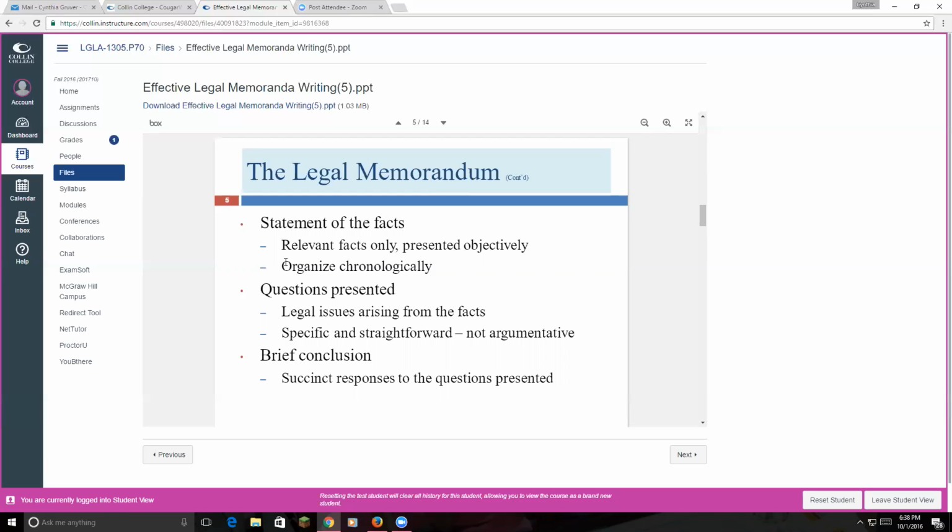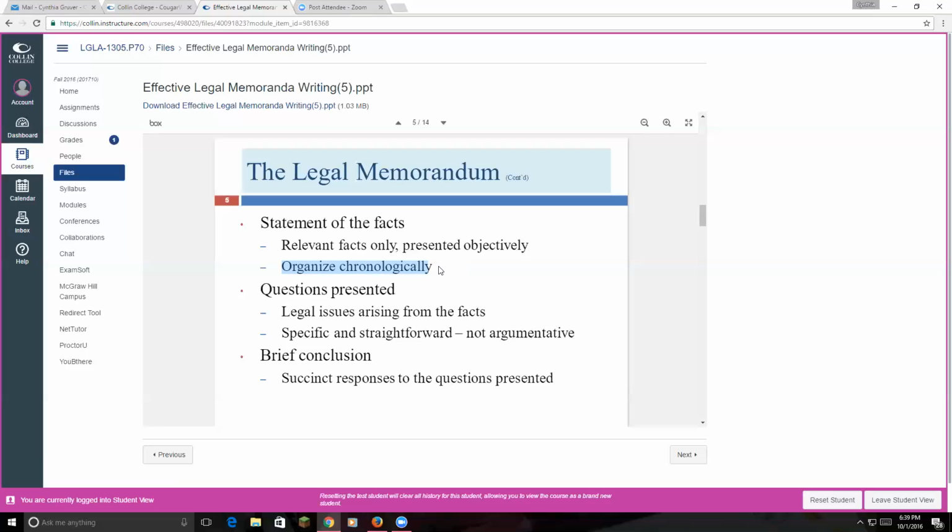Well, first thing is you're going to want to organize your facts chronologically. Inevitably, it's going to be the case that some facts are more important than others. And so you might be tempted to think, fact number 17 is really, really important. I want to lead with that. I think it's the most interesting or the most crucial. I'm going to talk about that first and then go 1 through 16, then go on to 18 through 25.